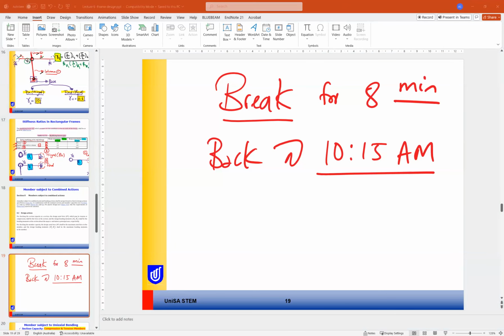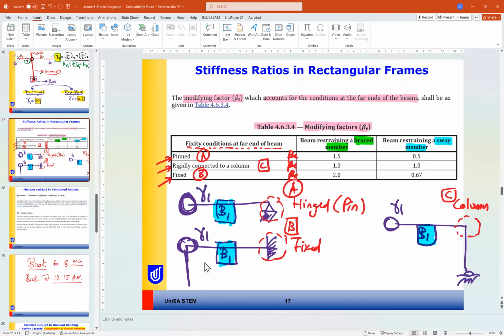What does it mean, the beam restraining a braced member? Yeah, this is what it means. If this column is braced or unbraced, because we are designing or finding the value for this column. So this column can be braced or unbraced. If it is braced, you go to this table, this column. If it is unbraced, you go to this column.